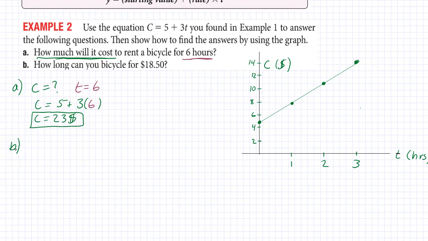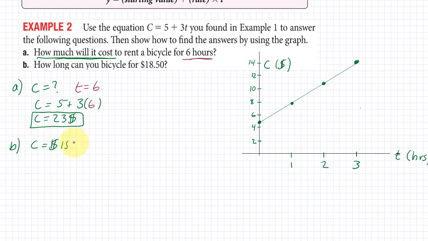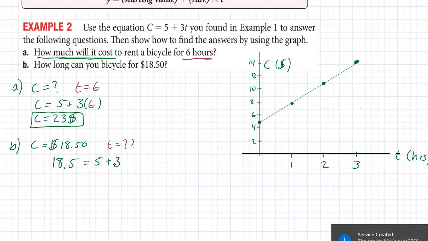But right now for part B, how long can you bicycle for $18.50? This is giving you that the cost, C, is $18.50. And the time is what's unknown here. So you're going to leave that T as a variable, plug in the $18.50. And what we need to do now is solve this equation to get T by itself to see what number works here to make this true, that makes the result become $18.5.